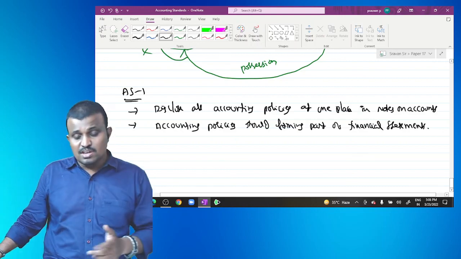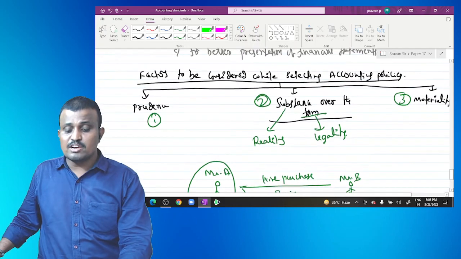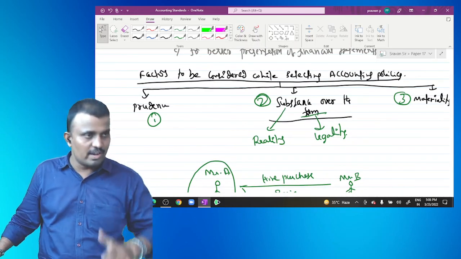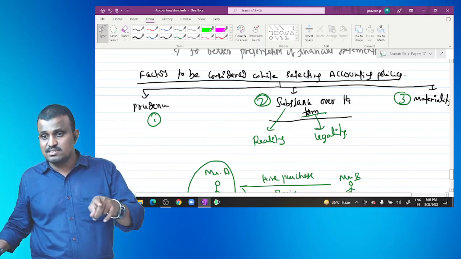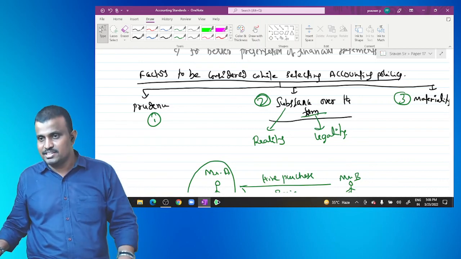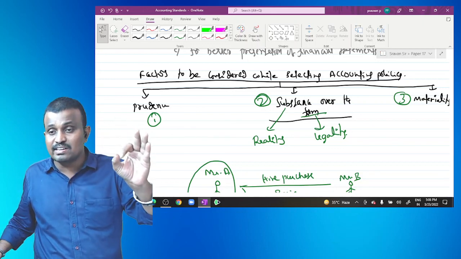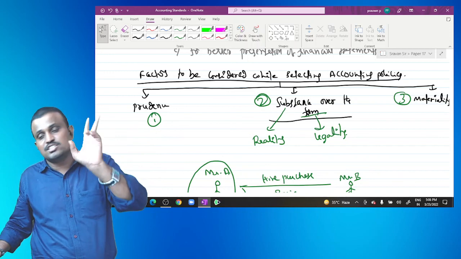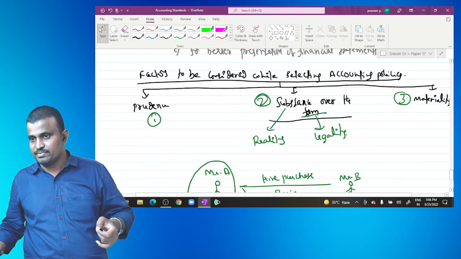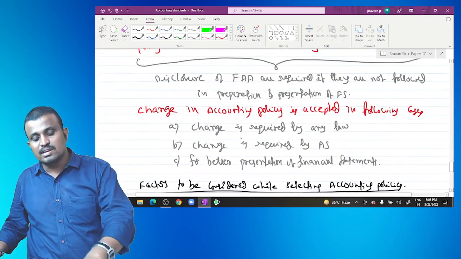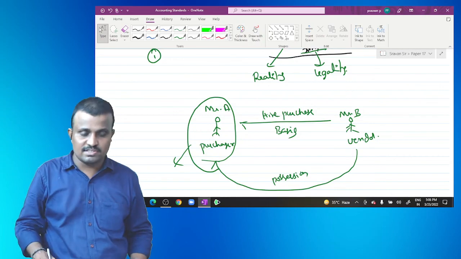And previously we considered one point, selection of accounting policy. If you select the accounting policy in a wrong way, then what happens? It affects both the financial results and the financial position of the entity. Inappropriate selection of the accounting policy affects the income statement as well as the position statement. Okay, so this is about AS 1, disclosure of accounting policies.